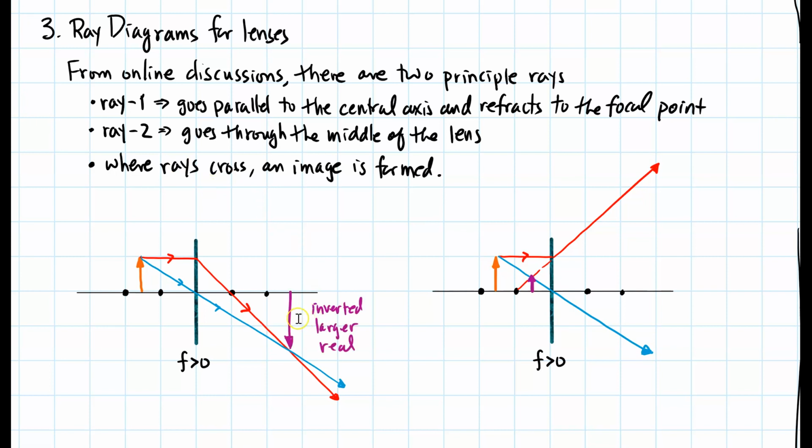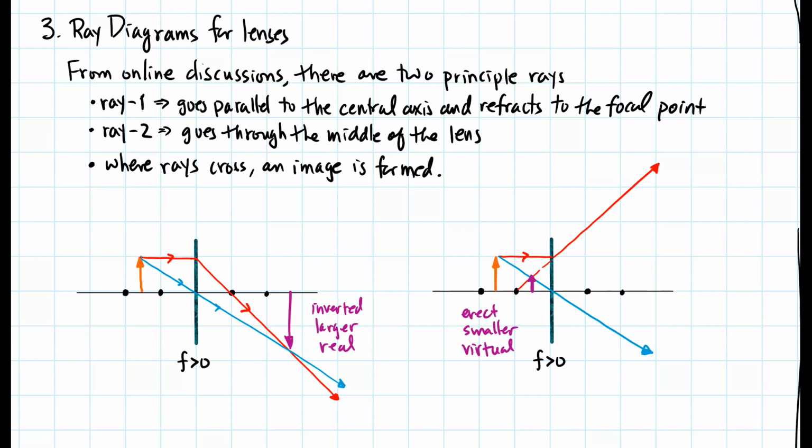If you look at the image characteristics of this image for the converging lens, you can see here that the arrow is inverted. It's larger because it's larger than 1 square, and because it's on the right side, it's real. And if you look at the diverging lens, the image is clearly erect, smaller, and because it's on the left side of the lens, we say that it's virtual.